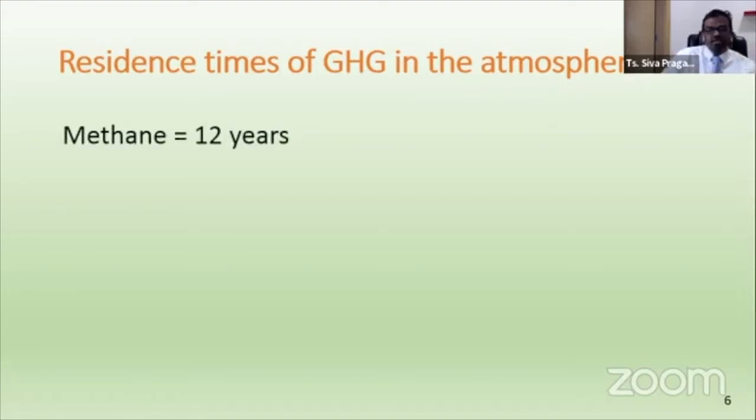Why are there these different types? There are many types of greenhouse gases in the atmosphere, and we are going to see one by one among the three most prominent greenhouse gases. The first is methane, right? Methane has a residence time of 12 years in the atmosphere.